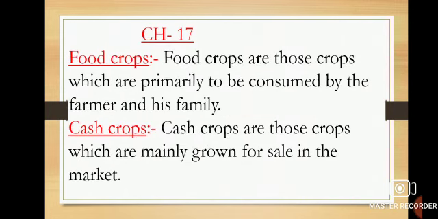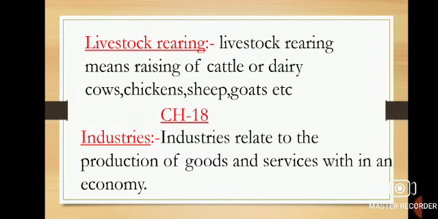Next is chapter number 17, food crops. Food crops are those crops which are primarily to be consumed by the farmer and his family. Cash crops: cash crops are those crops which are mainly grown for sale in the market. Next is livestock rearing. Livestock rearing means raising of cattle or dairy cows, chickens, sheep, goats, etc. Chapter number 18, industries.